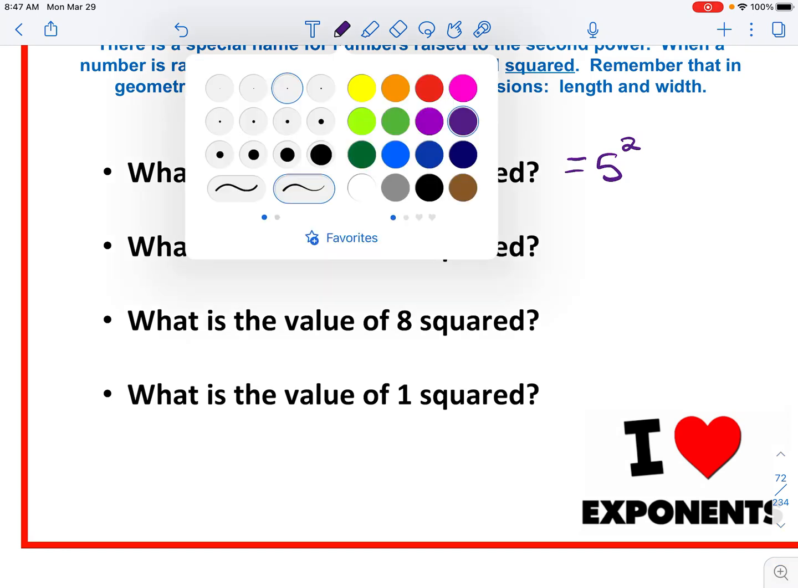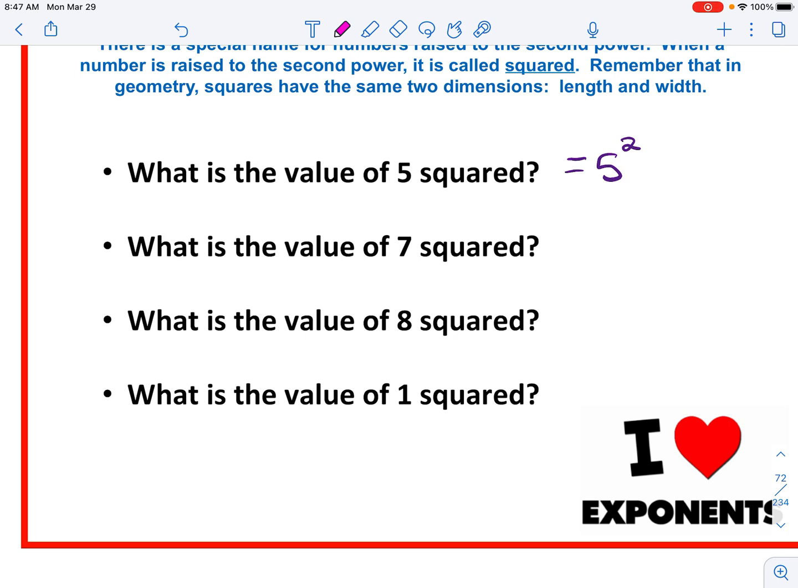So you should have paused the video and tried to solve for these, okay? It says, what is the value of 5 squared? Remember, 5 squared is 5 to the second power. That means it's 5 times 5. So 5 times 5 is equal to 25, okay? The next one, what is the value of 7 squared? Okay, 7 squared is 7 times 7. So this is going to equal 49.